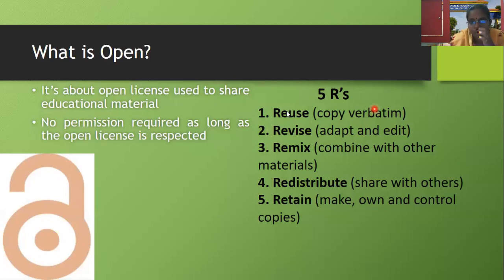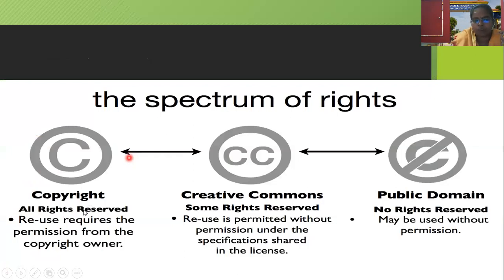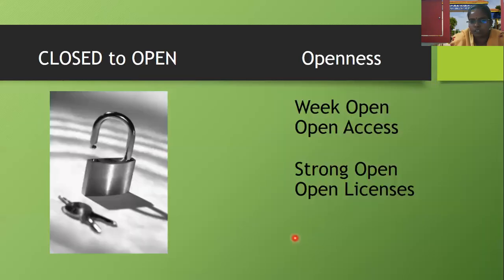The spectrum of rights. Copyright, all rights reserved, that we already discussed. Reuse requires permission from the copyright owner. Creative Commons, some rights reserved. Reuse is permitted without permission under the specifications shared in the license. Another one on the spectrum is public domain, no rights reserved. It may be used without permission. We can't use that type of resources.